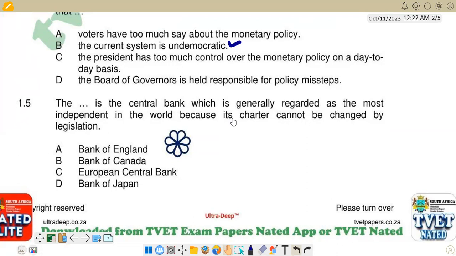So you would see that the European Central Bank is the most appropriate there, which is the central bank which is generally regarded as the most independent in the world because its charter cannot be changed by legislation. So the European Central Bank becomes the most appropriate there. So we are going to mark C as our answer. Then we go to the next one.